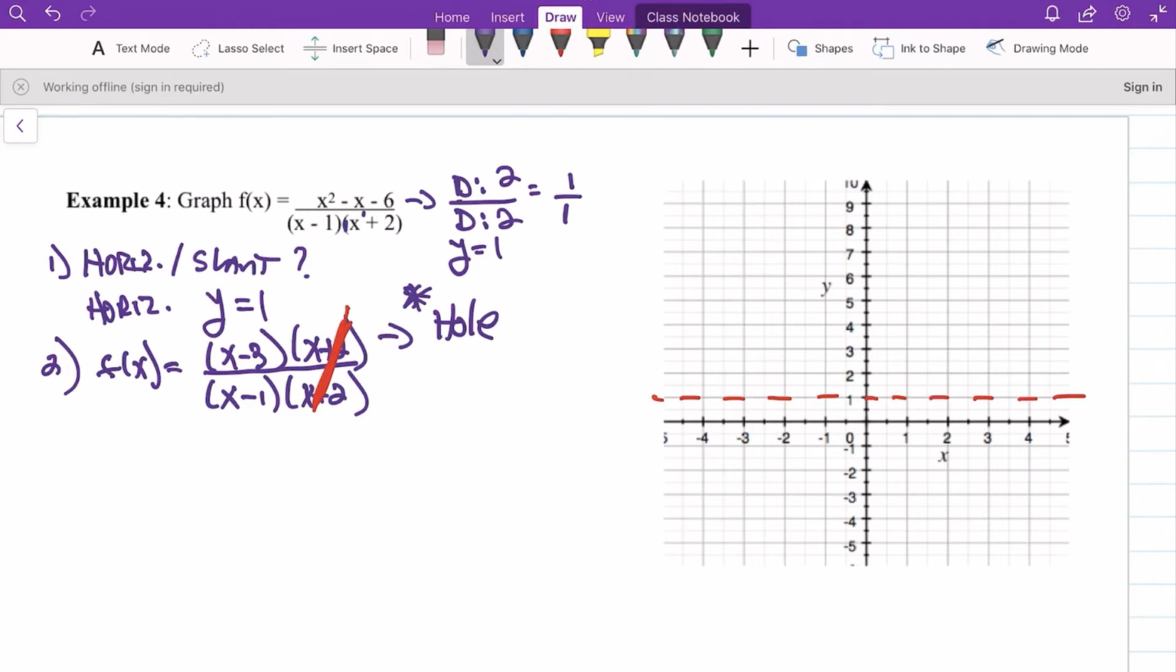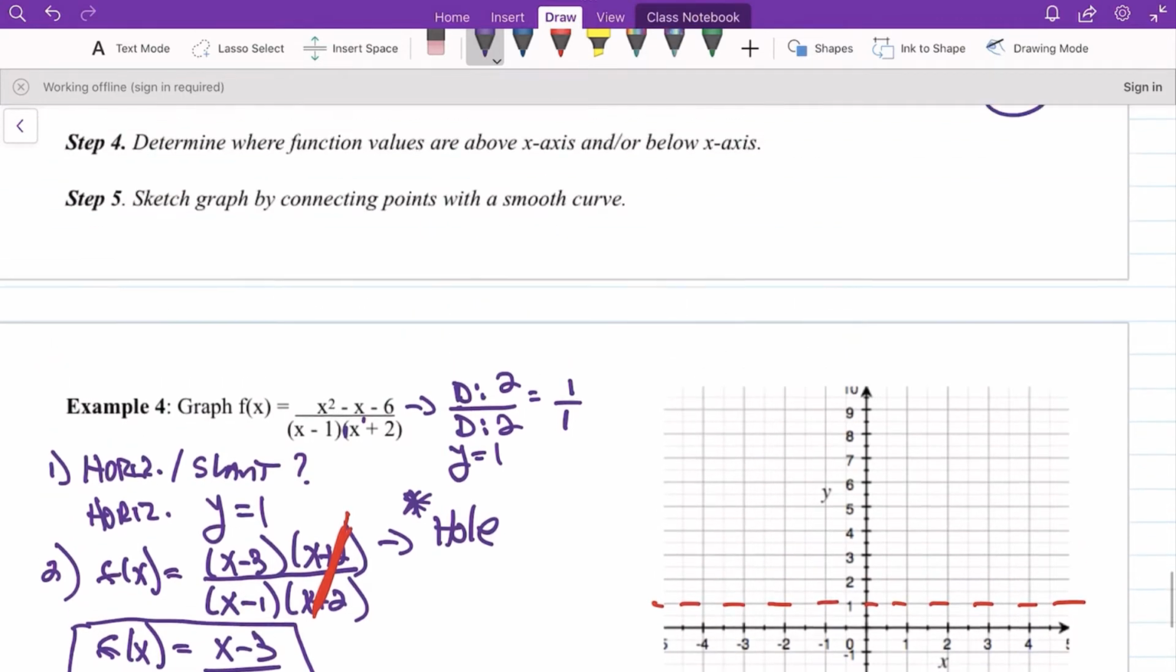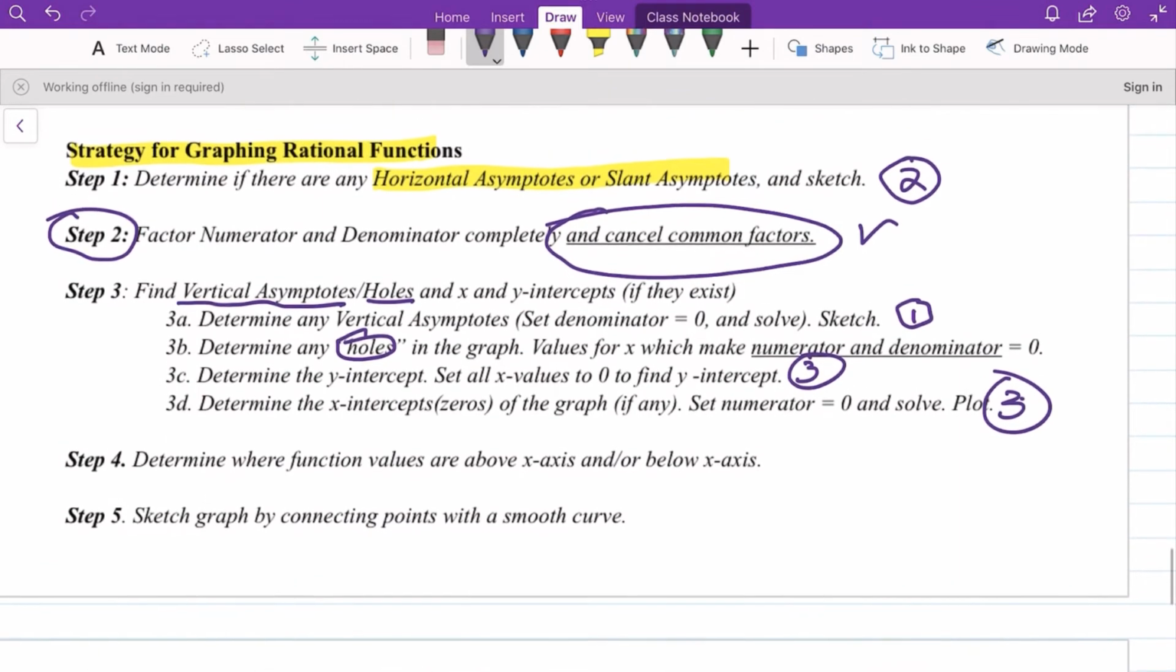So I'm going to rewrite the function. We have the reduced function now: f of x equals x minus 3 over x minus 1. Going forward, we're going to work through the rest of the steps and just use the reduced function. That'll help us a lot and make the work a little bit better. I'm just going to scroll back up to the next step. In the next part of the video, where we're headed is step 3, and this is the heavy lifting step. We're going to find the vertical asymptotes, the holes, and the x and y intercepts. All right, we'll be right back.